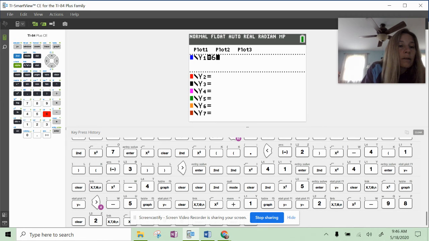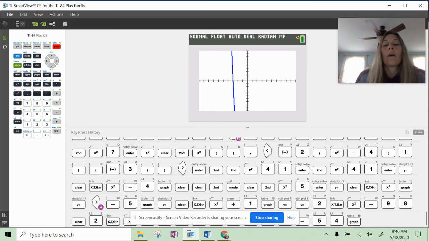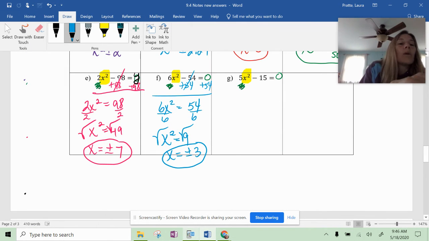So 6x squared minus 54, and graph it. And you'll see it's crossing through at both positive 3 and negative 3. So my roots or my x-intercepts or my zeros or my solutions, all those words basically mean the same thing. Okay, and then we'll do one more here.